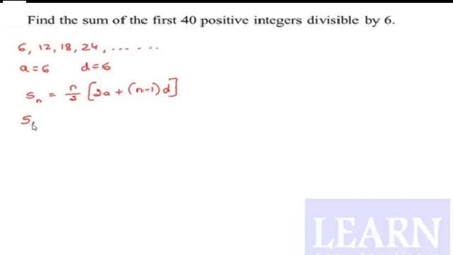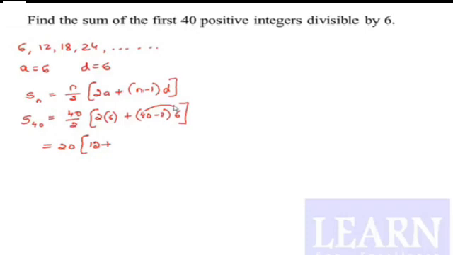What is this? S of 40 is equal to 40 divided by 2 into 2 into a. 2 into a is 6, 2a plus, the value of n is again 40 minus 1 into, what is the value of d? d is 6. So which is equal to 40 by 2 is 20, 2 sixes are 12, plus, look here, if you are going to take 39 into 6, it will be a little bit complicated.